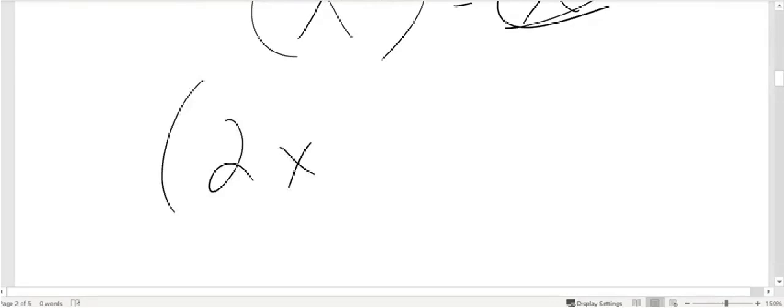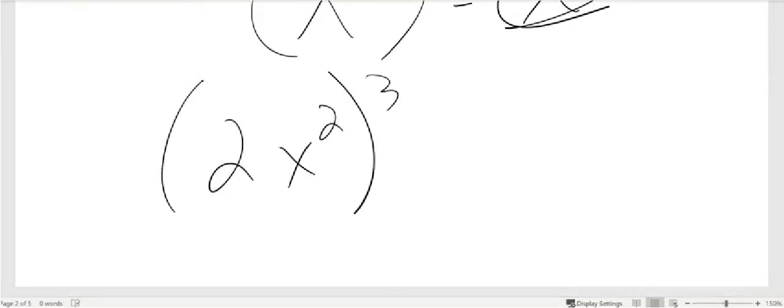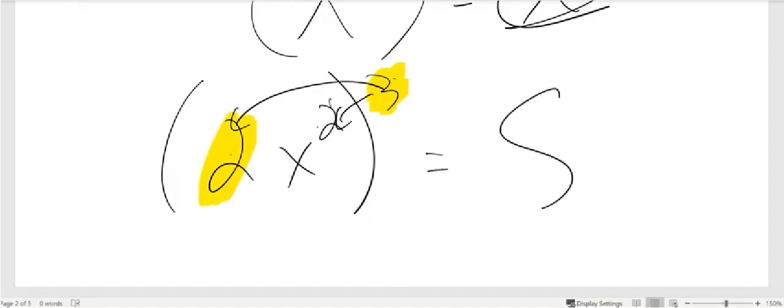Now this is important to note. 2x squared to the power of 3. Now, we do distribute the 3 out. But the important thing to remember, the 2 in the power of 3, that's not 2 times 3. I'm talking about the first 2, the big 2. It's not going to be 6. It's 2 to the power of 3, which gives me 8, not 6.